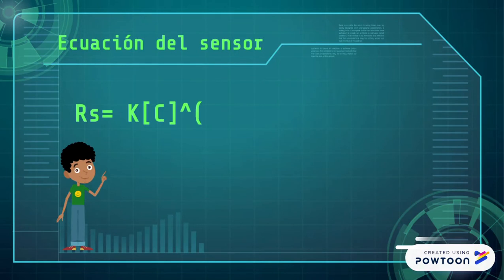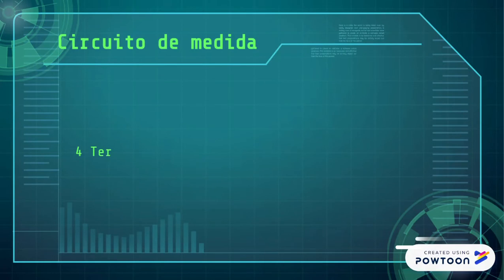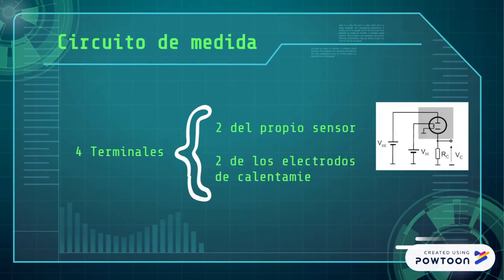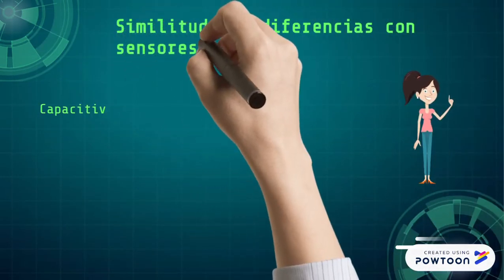Sensor equation. The relationship between the resistance of the sensor and the gas concentration can be seen in this equation, where Rs is the resistance of the sensor, K and A are constants, and C is the gas concentration. Measuring circuit. These sensors have 4 terminals. 2 are from the sensor itself and 2 are from the heating electrodes, so that the temperature is adequate for the chemical reactions. Similarities and differences with non-resistive gas sensors.